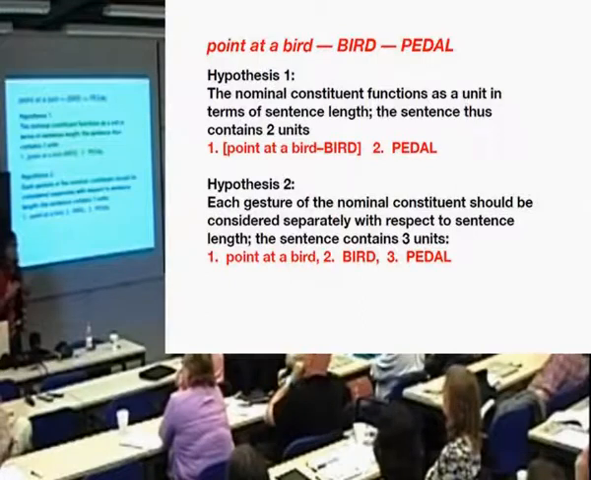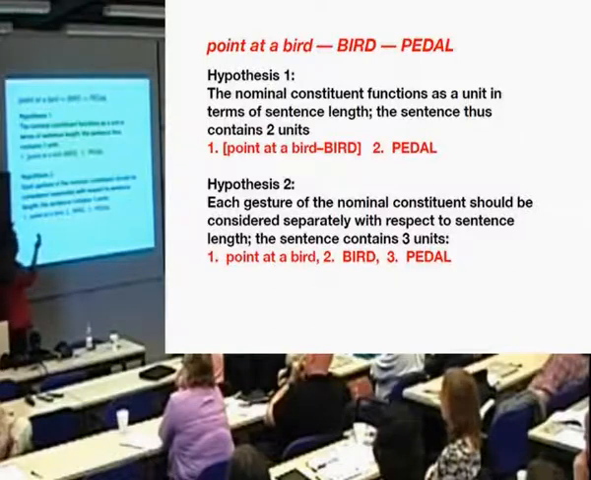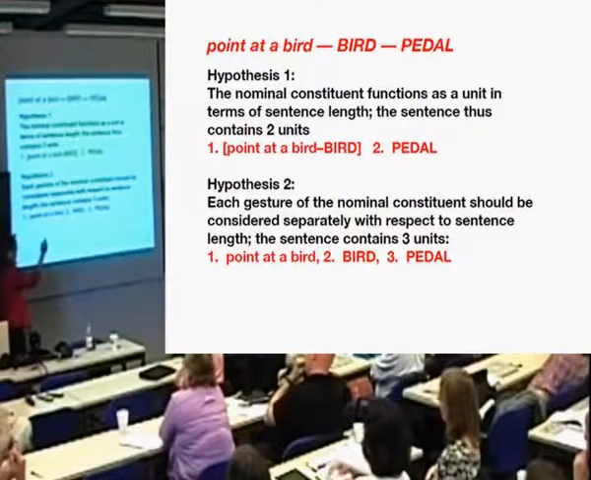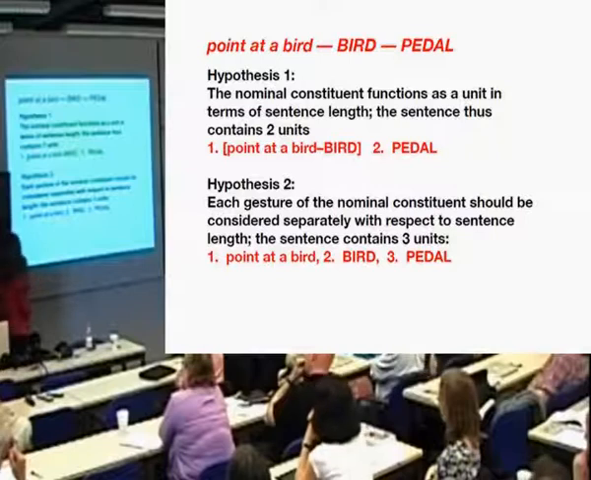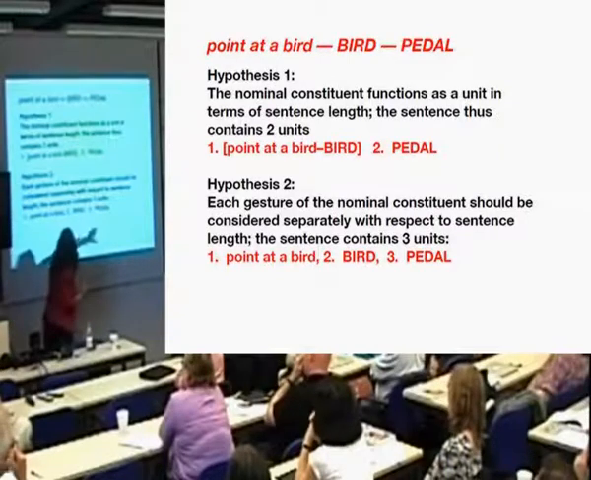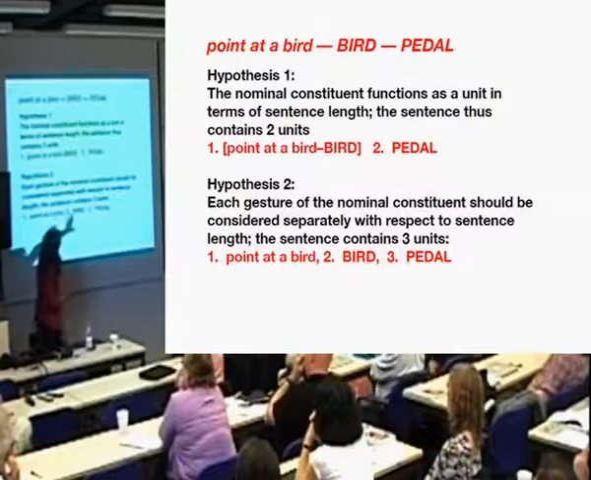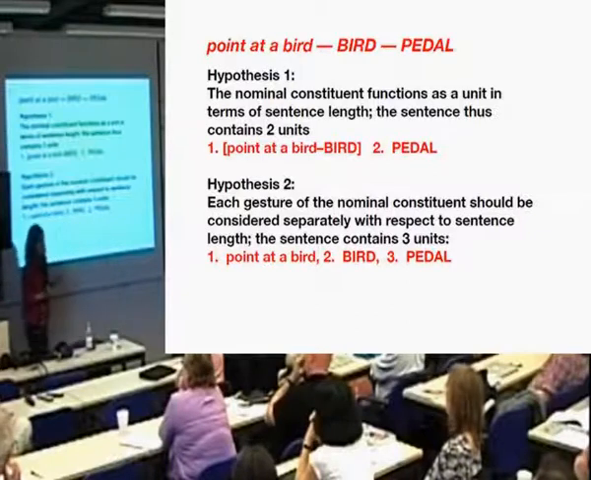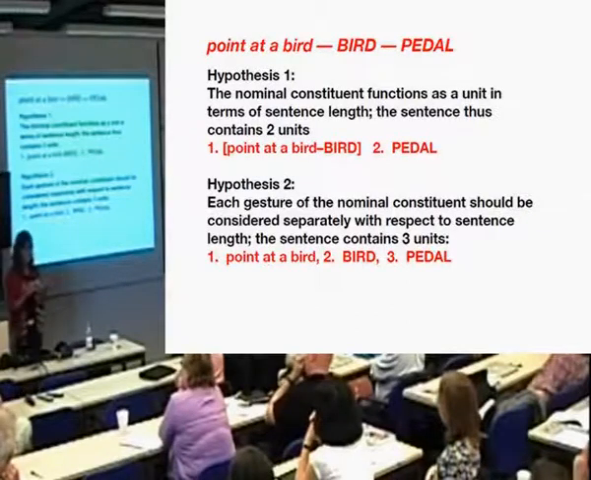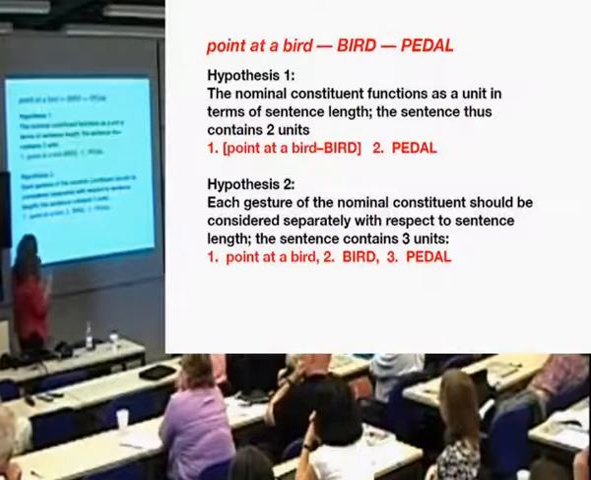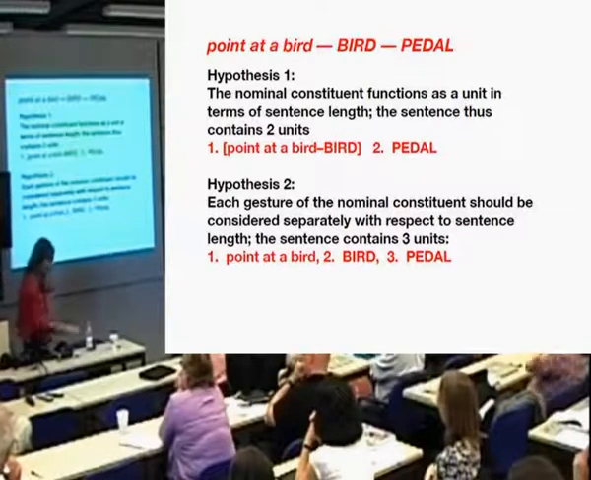And there are two ways that one could analyze that sentence. You could either analyze it so that it's a chunk, where the point at the bird and the bird pedals form a chunk. Or you can analyze it as three separate gestures. This is a bird, who moves up this category, and it pedals. Okay, so how do we distinguish between the two? We analyze these data on these two different hypotheses.